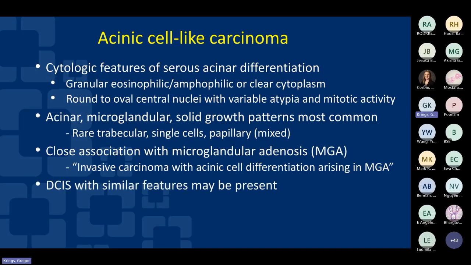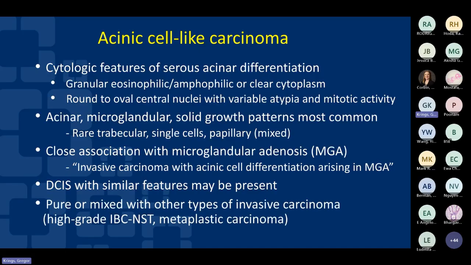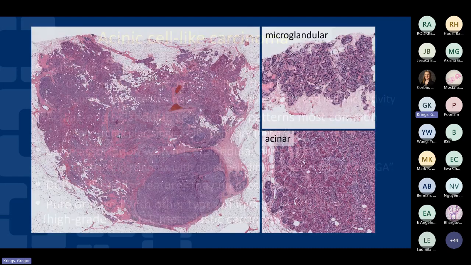Nonetheless, DCIS with similar features is often seen, or is at least in some cases seen in these tumors. And they can be pure acinic cell-like, or they can be mixed with other types of invasive carcinoma. Typically, this is high-grade triple-negative breast cancer or metaplastic carcinoma.